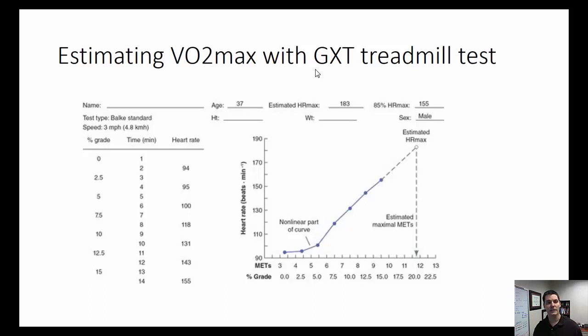This process is using the graded exercise treadmill test as opposed to a cycle ergometer, so the calculations are a little bit different, but plotting the graph works relatively exactly the same. If we look at the first half of this graph, we can see that the notes highlight that this part of the curve is what we identify as a nonlinear part of the curve.